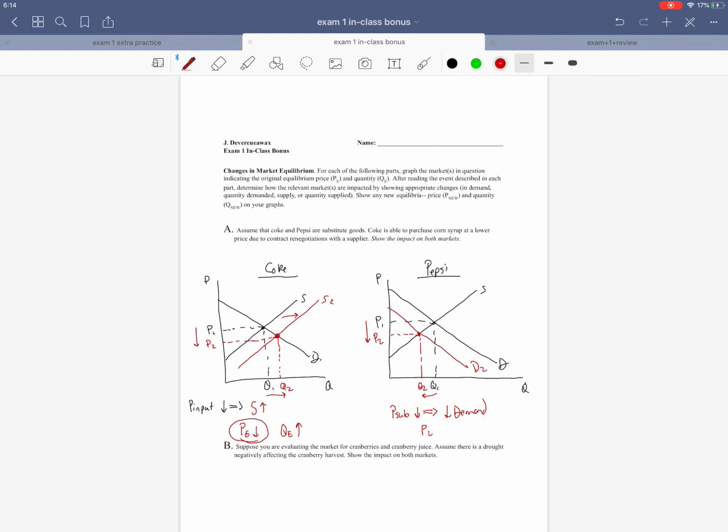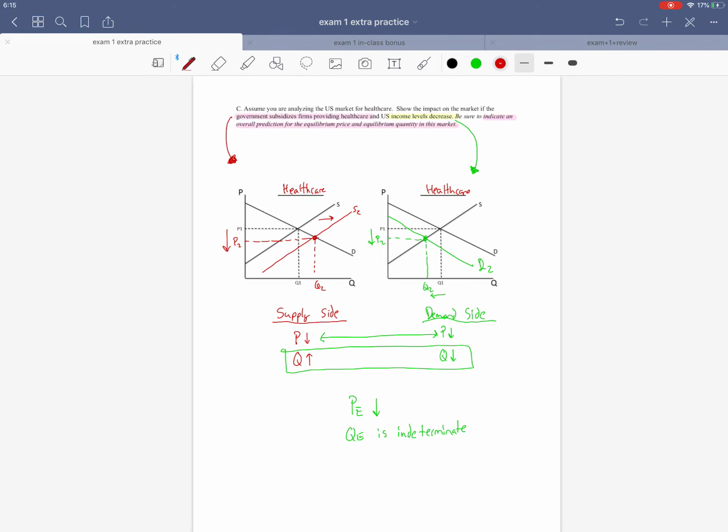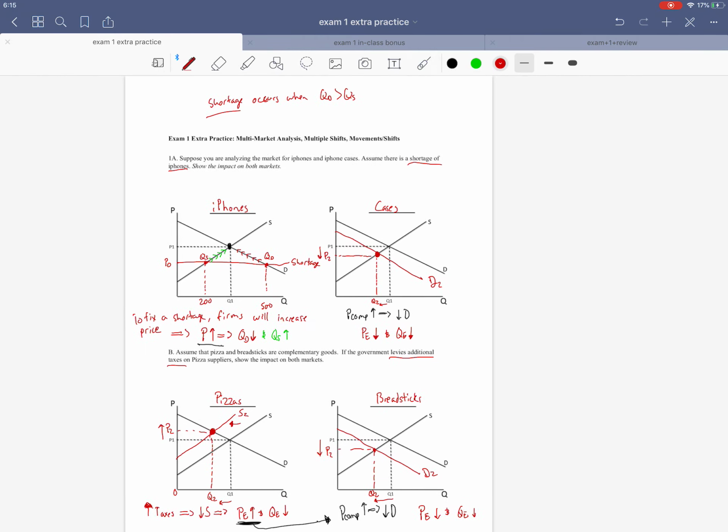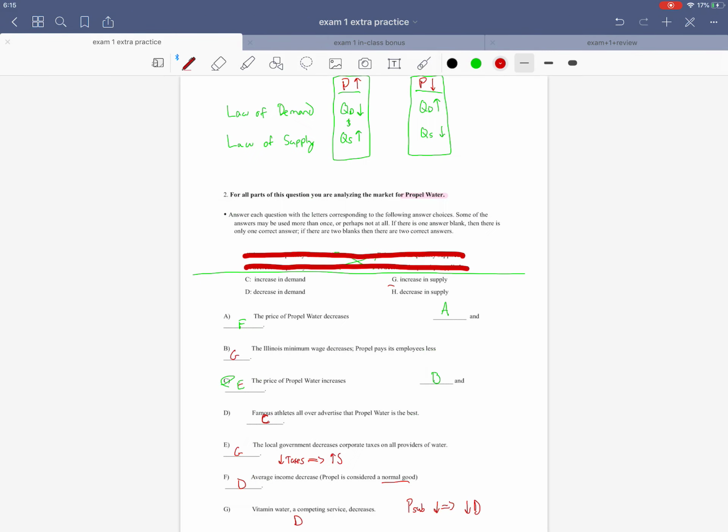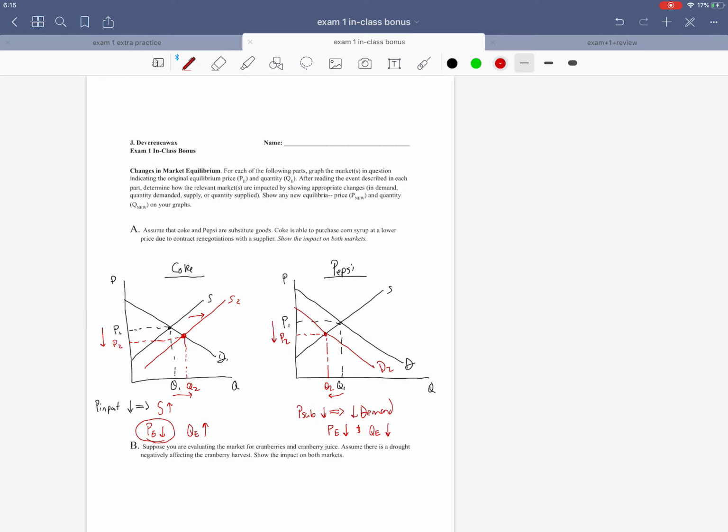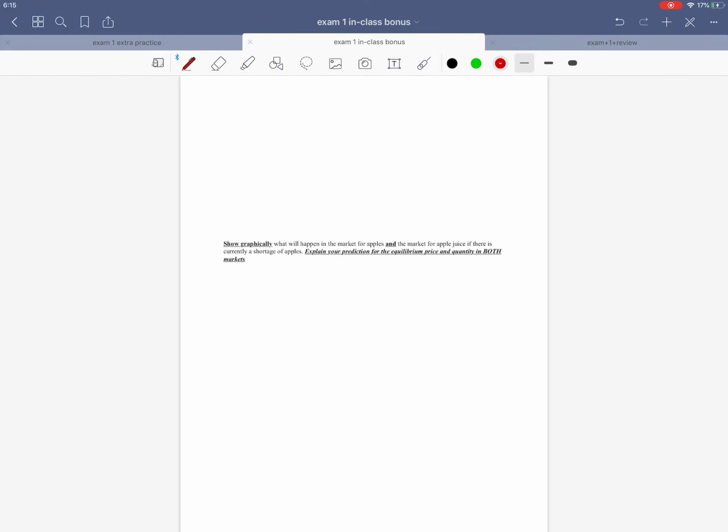As a result, we see that our equilibrium price goes down and our equilibrium quantity goes down as well. So once again, just another example of those multi-market analyses, similar to what we did on this first assignment with the pizza and the breadsticks. So letter B is similar, so I'll skip over that.